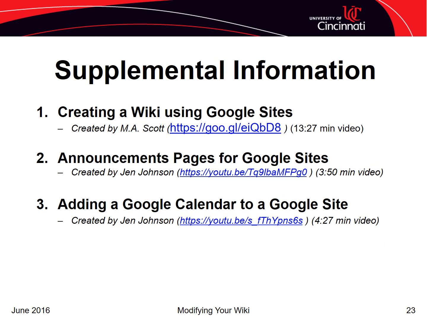To get a better understanding of how to create a wiki, consider watching the first video, Creating a Wiki Using Google Sites, which was developed by M.A. Scott. A couple of other features you might consider for your wiki include adding an announcements page and adding a calendar. References 2 and 3 were created by Jen Johnson and are great additions to your wiki repertoire.